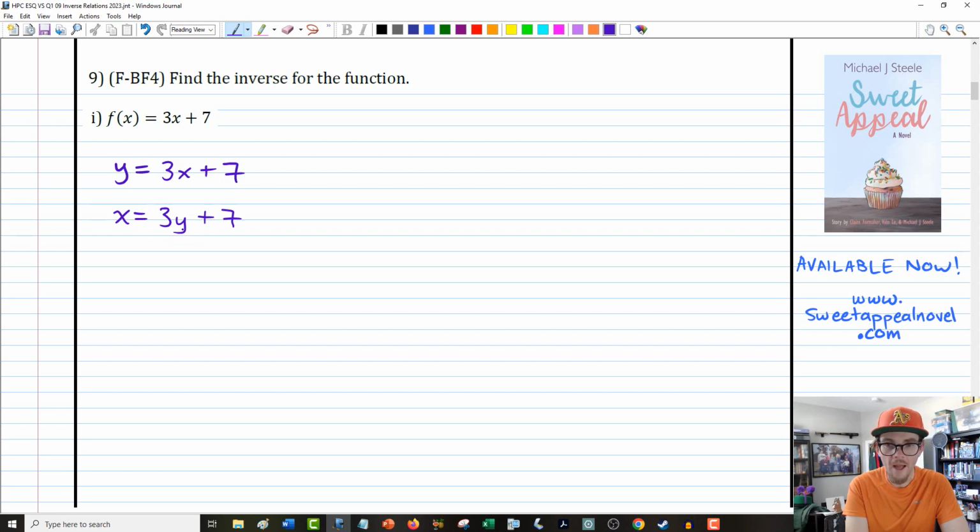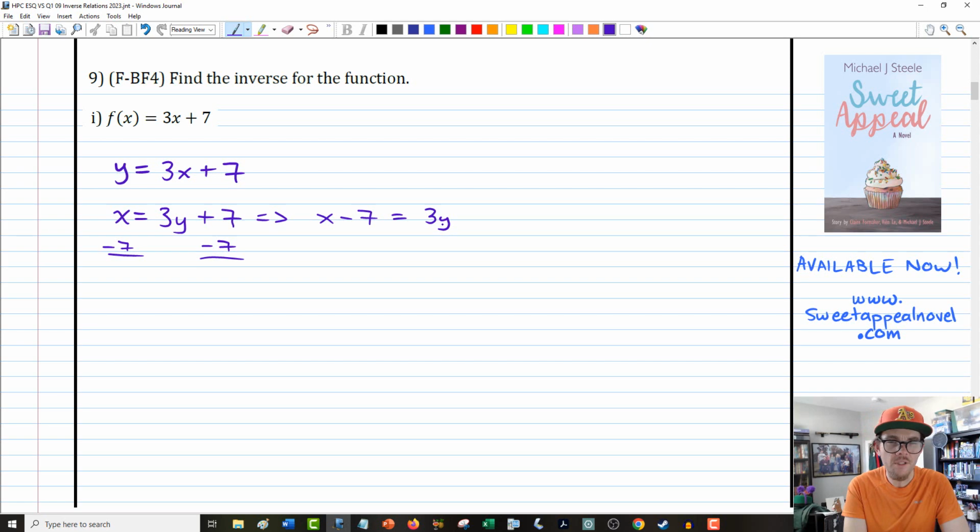Now we need to solve for y. That's always our goal, to get it to y equals. So I'm going to start making moves here. I'm going to subtract 7 from both sides. So I guess I should show that. Minus 7, minus 7. That's going to give us x minus 7 equals 3y.